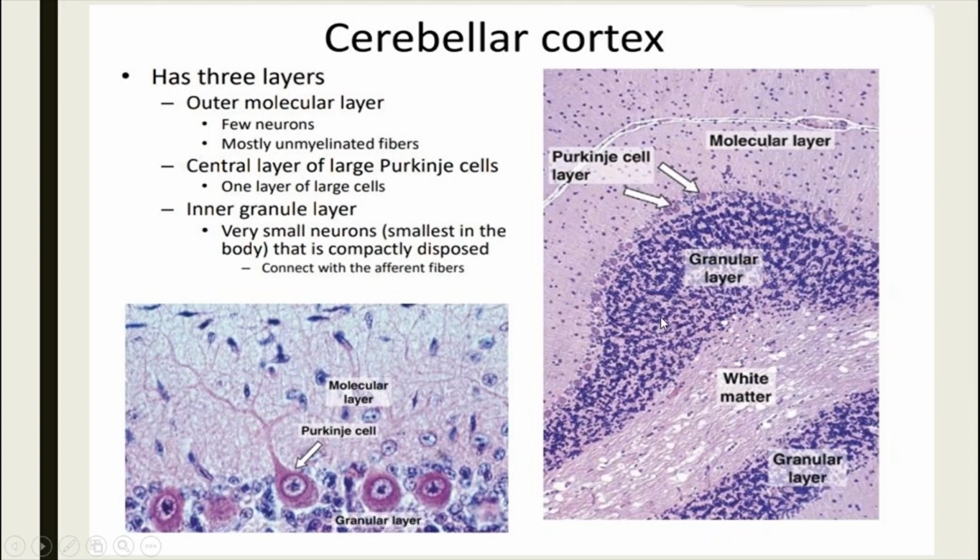and the inner granular layer is formed of densely packed smallest neurons. Small neuronal cells can be seen in it. They connect with the afferent fibers of the rest of the nuclear layers.